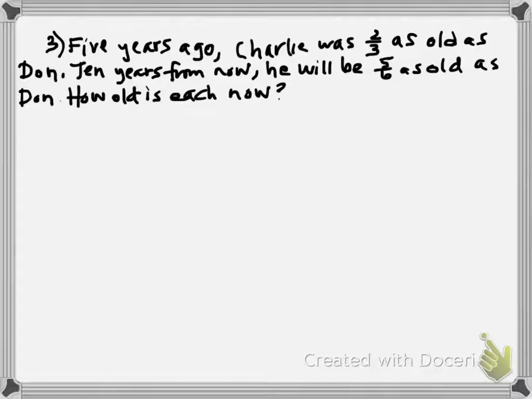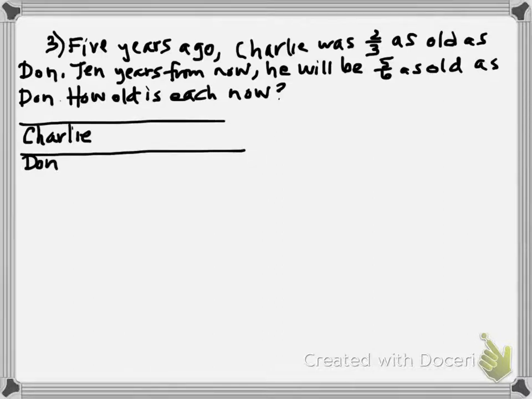Okay? Again, in the worksheet, there are going to be some where an age comes from a present or past tense at the same time you're talking about somebody in the future. So we've got Charlie and Don, and we always, always, always have age now. And then specific to this problem, we have age 5 years ago.